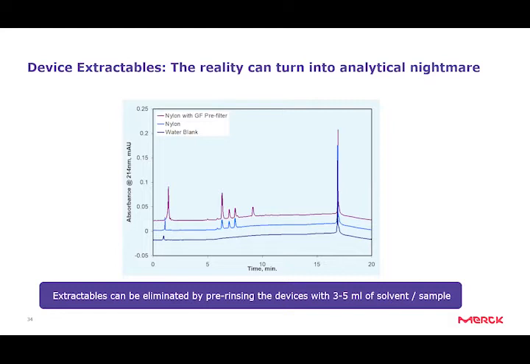If these peaks are well separated from the analyte of interest, the quantitation of the analyte may not be impacted, but if you are submitting these results to any regulatory bodies, these additional peaks have to be explained and quantified, and in some cases even identified. If these peaks elute along with the analyte of interest, then quantitation of the analyte becomes complicated because you never know what the level of these extractables is from sample to sample. Generally, extractables can be eliminated by pre-rinsing the device with 3 to 5 ml of solvent or sample.